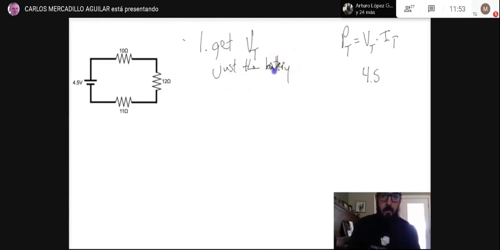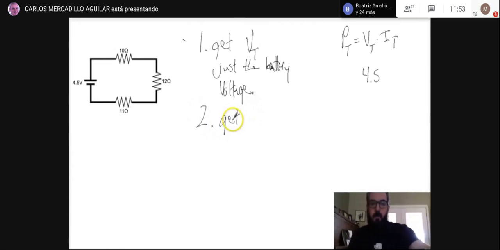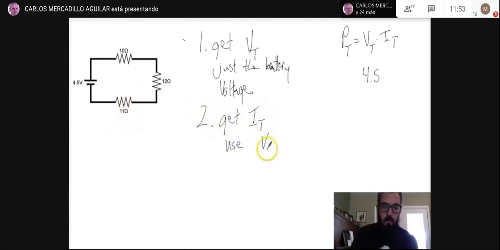Just the battery voltage. Don't have to do anything complicated for that. Number 2, we got to get I total, right? We got to get I total. That's a little more complicated because we have to use V total equals I total, R total.